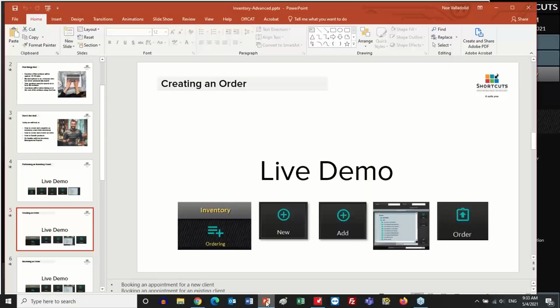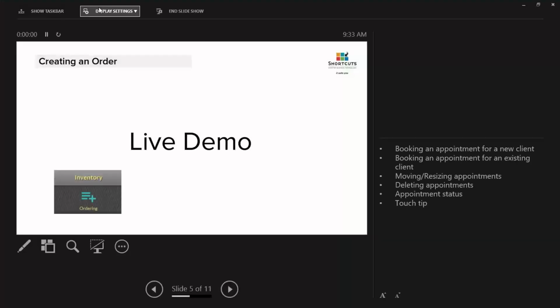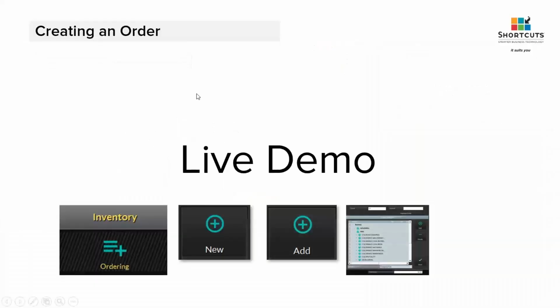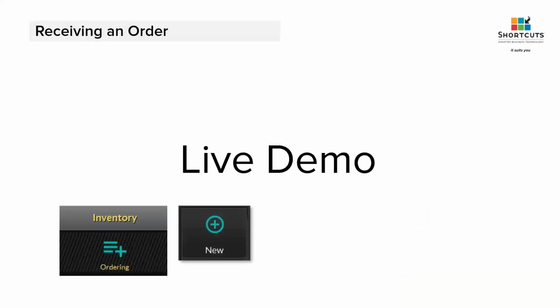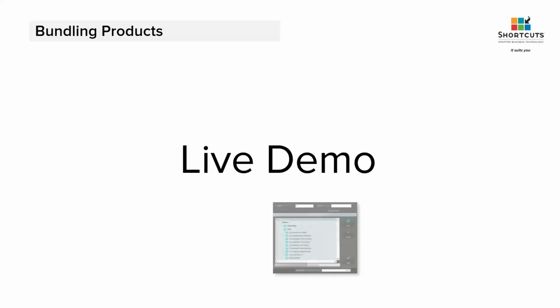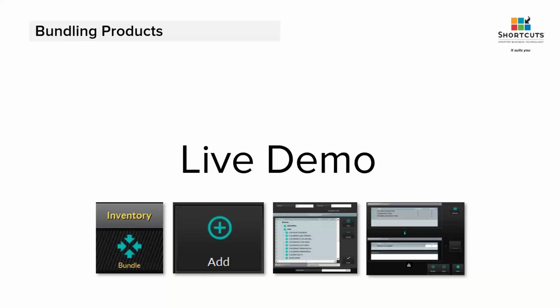So let's go back to our presentation. So now we've talked about taking inventory, and let's switch the screen again. So we've talked about taking inventory, placing and receiving an order. Well, we've actually done both placed and received an order. So last but not least, bundling products. If you're ever dealing with a gift basket scenario, how do you put together your own custom gift baskets?